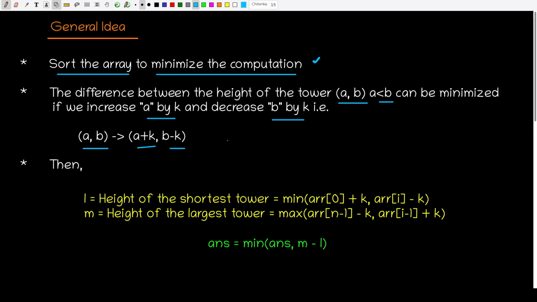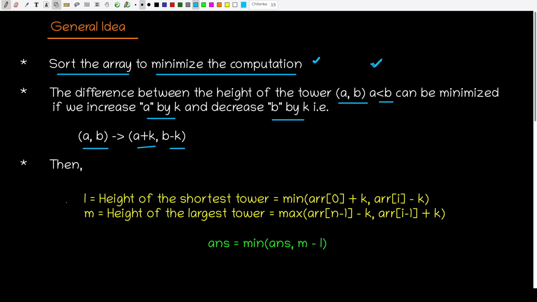Again, we are going to discuss why we are increasing the height of tower A and why we are decreasing the height of tower B. But for now, let us proceed forward. So now we have the array sorted in ascending order with this step, and we also know that if we want to minimize the difference between the heights of the towers, then we have to increase the height of tower A by k and decrease the height of tower B by k.